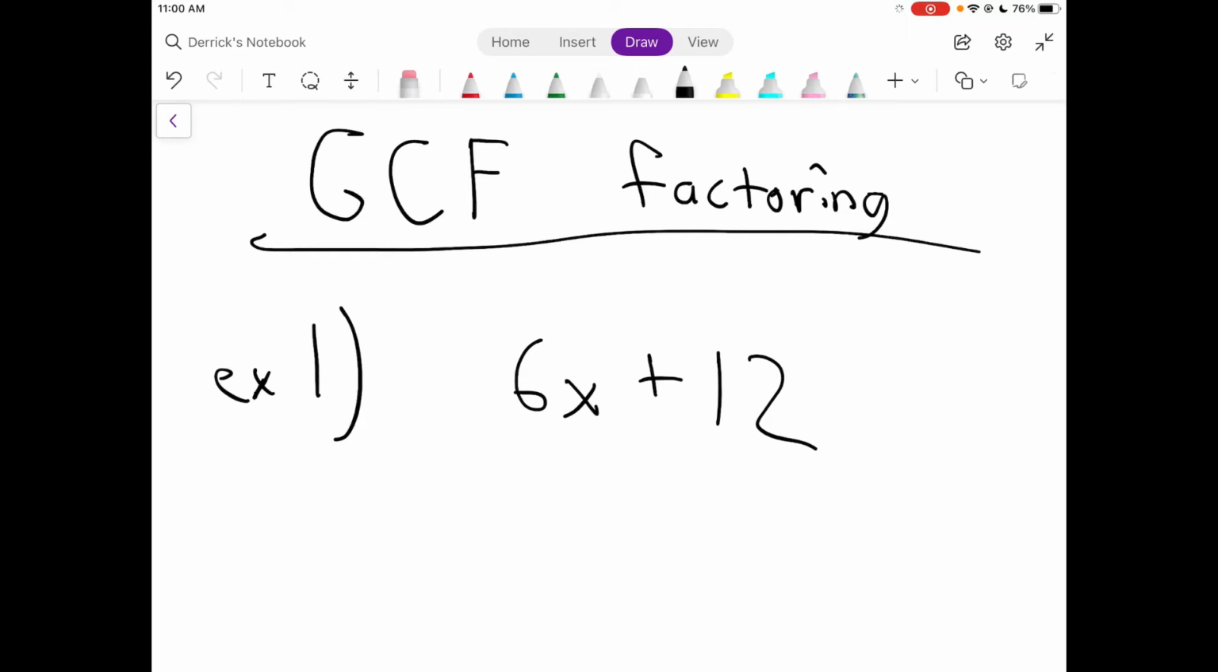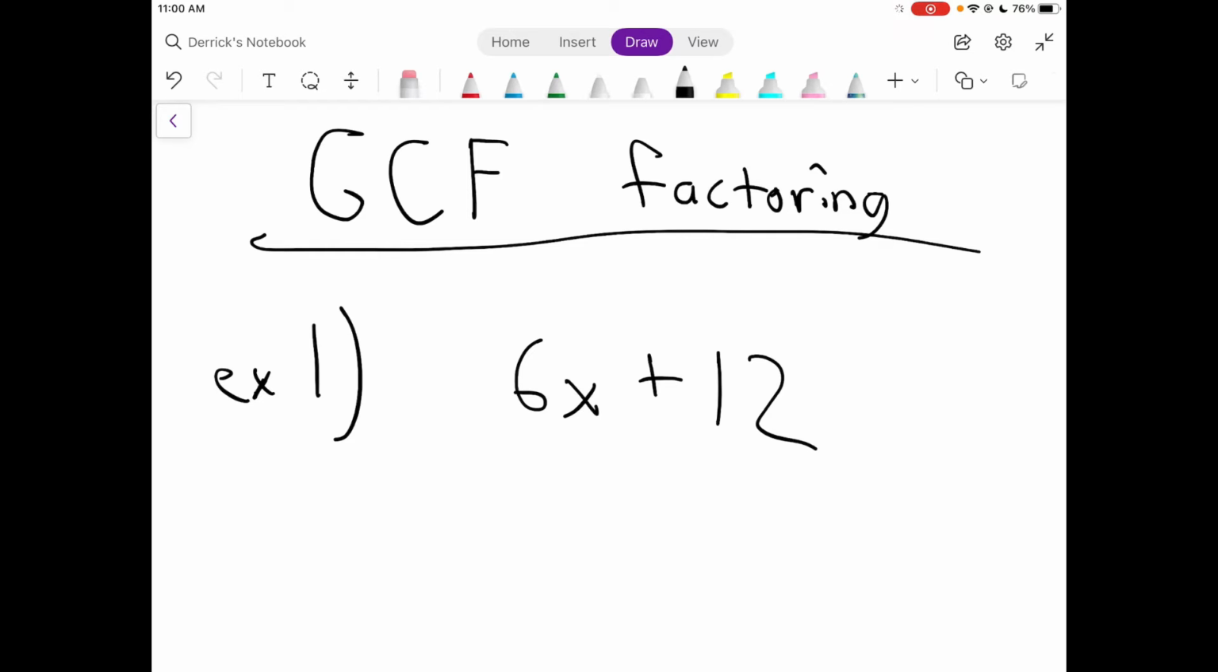So for example, if we take a look at the expression you can see on the screen, we have 6x plus 12. So what we want to ask ourselves is, first off, how many terms we have. We have two of them. 6x is our first term, 12 is our second term. We want to find a GCF, a greatest common factor. We want to find the greatest number that both 6x and 12 can divide by.